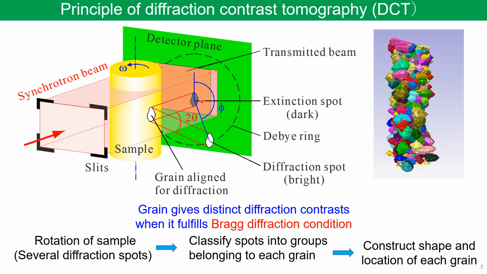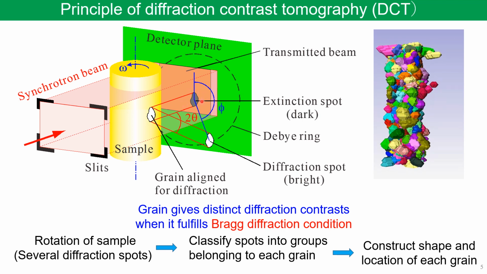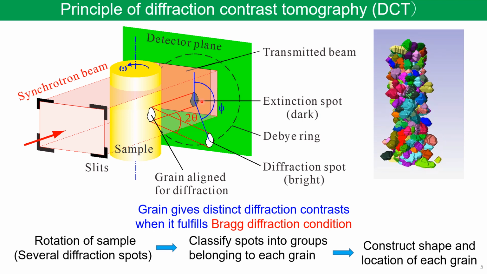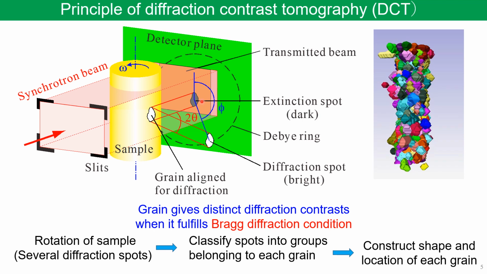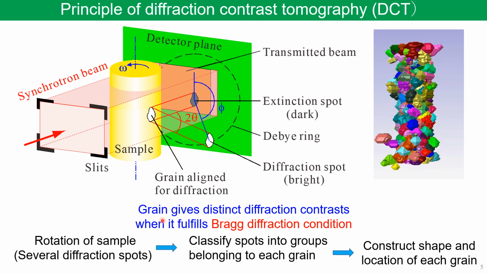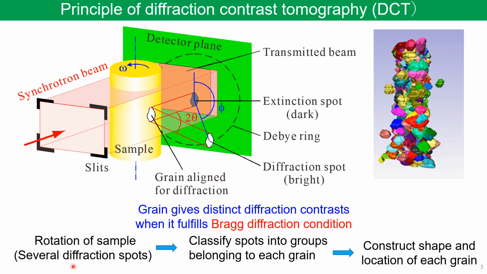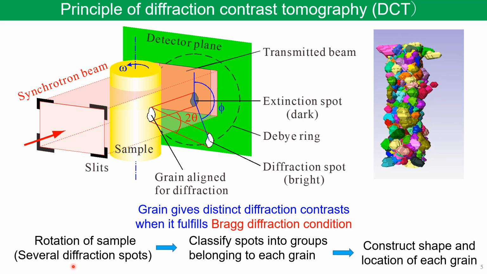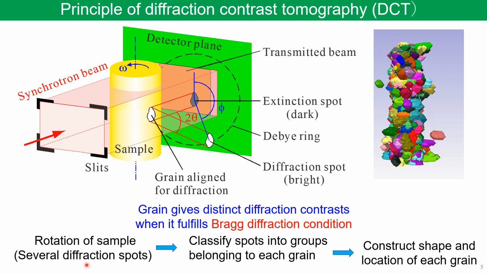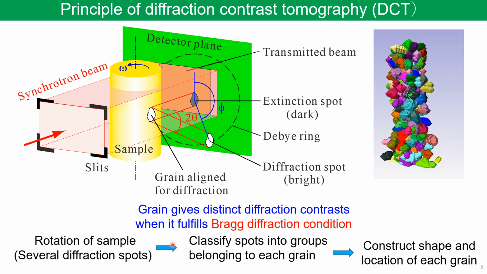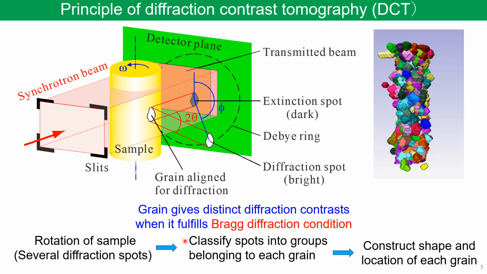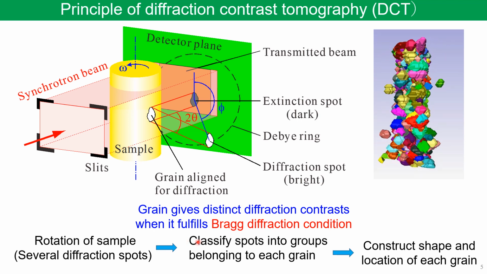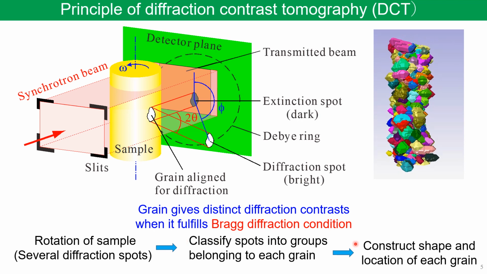If the grains have no misorientation, the shapes of diffraction and extinction spots are corresponding to the projection of grain from incident X-ray direction. Usually, we have more than 10 spots for each grain. During the tomographic scan of polycrystalline material, we have lot of such spots from many grains embedded in the sample. By classifying these spots into groups belonging to individual grains, three-dimensional shape and location of each grain can be reconstructed.